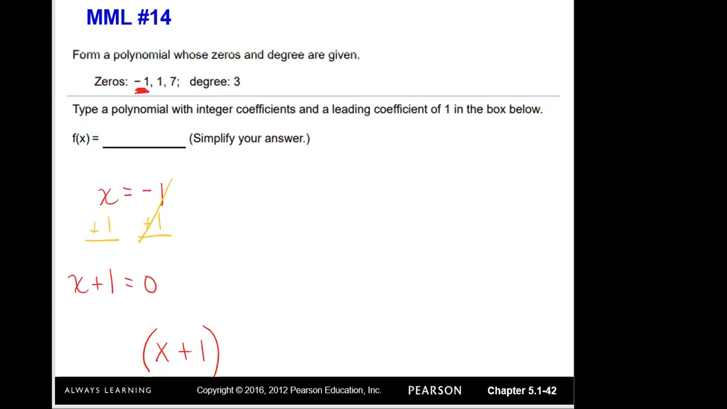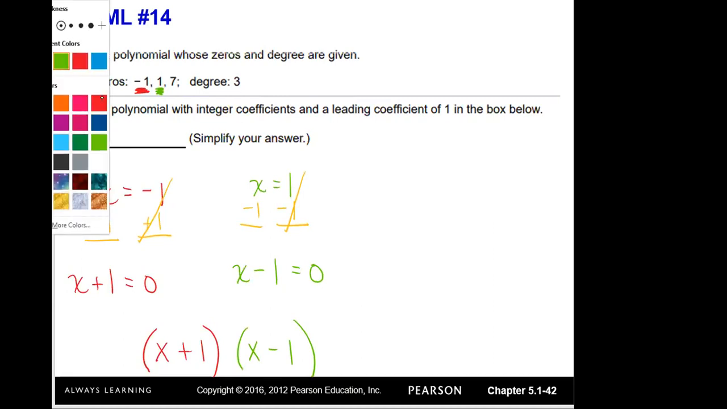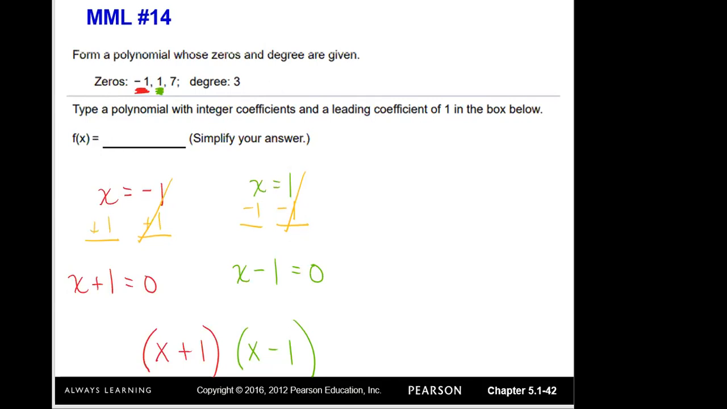And then my next zero is a one. That means that my answer was x is equal to one. But if I set that equal to zero by subtracting one on both sides, that cancels out, I get x minus one equals zero, which means that this came from a factor of x minus one. And then the last one, the seven, if x equaled seven, and I set that equal to zero, you're just going backwards, that cancels. I get x minus seven is equal to zero. That came from the factor x minus seven.